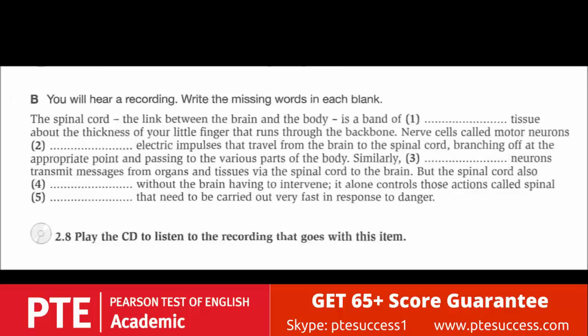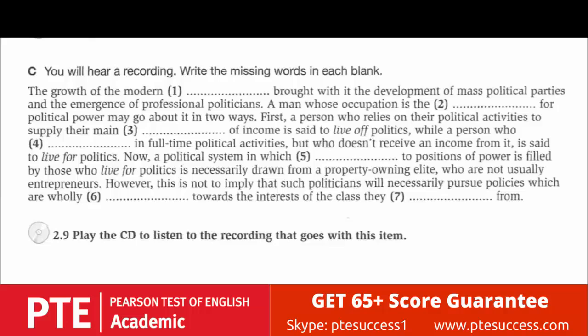The growth of the modern state brought with it the development of mass political parties and the emergence of professional politicians. A man whose occupation is the struggle for political power may go about it in two ways. First, a person who relies on their political activities to supply their main source of income is said to live off politics, while a person who engages in full-time political activities, but who doesn't receive an income from it, is said to live for politics.